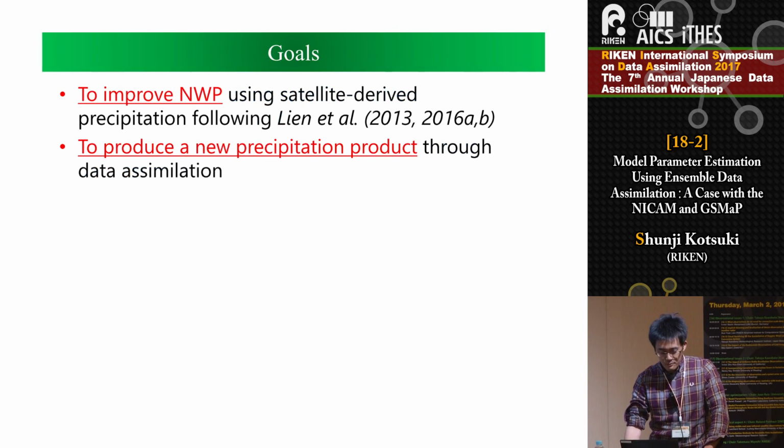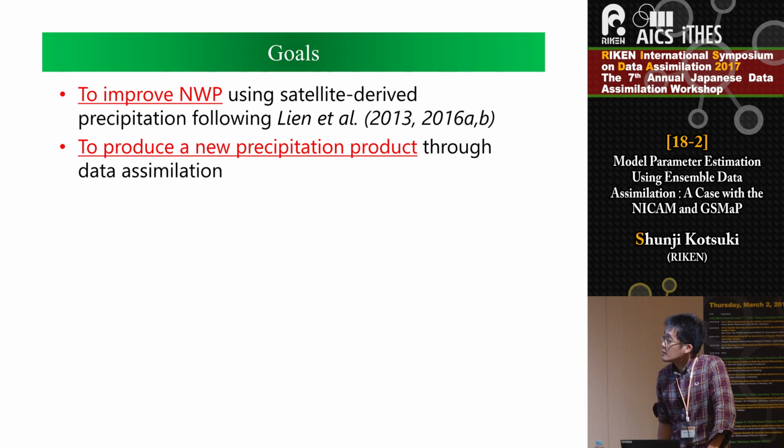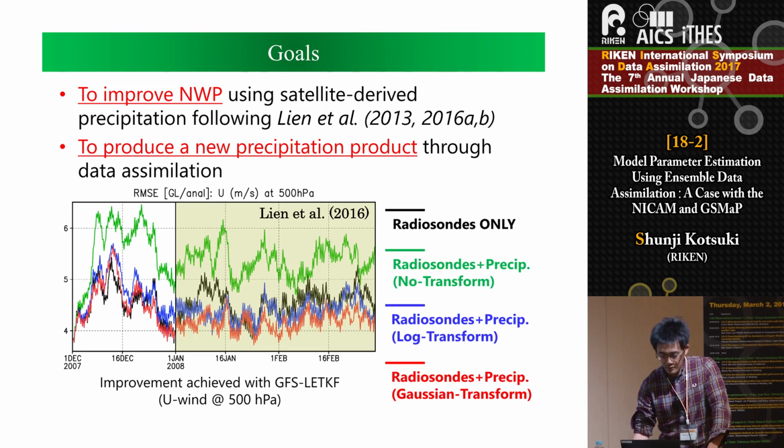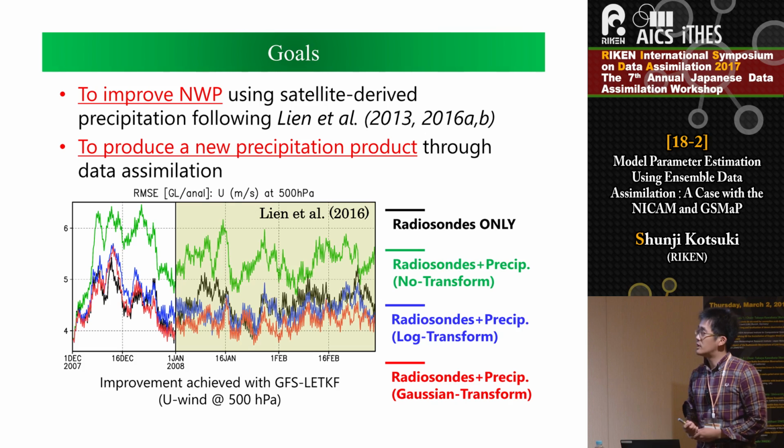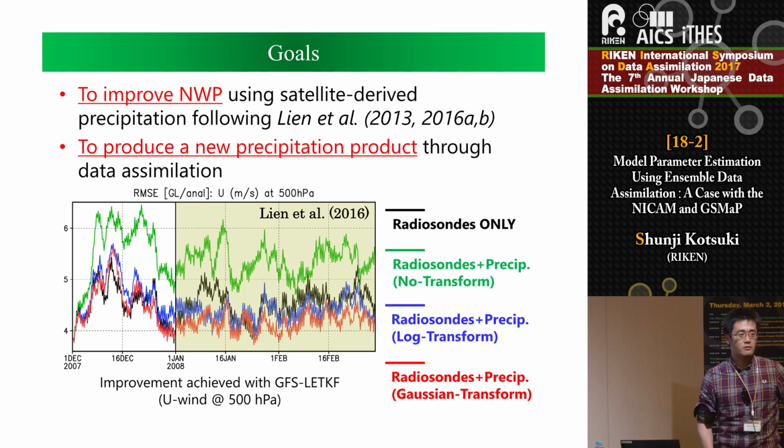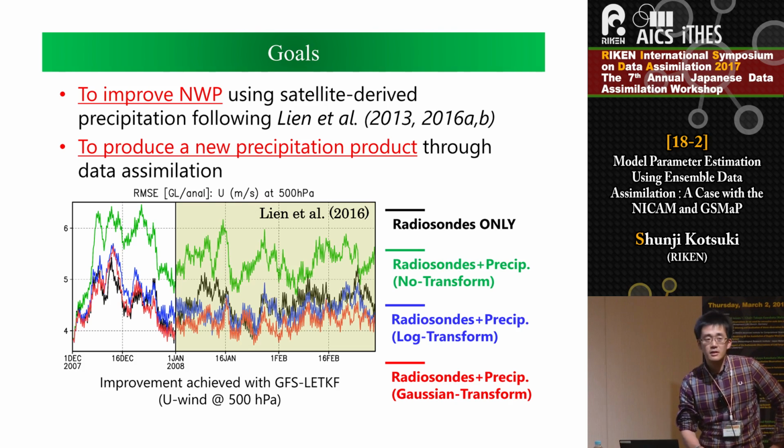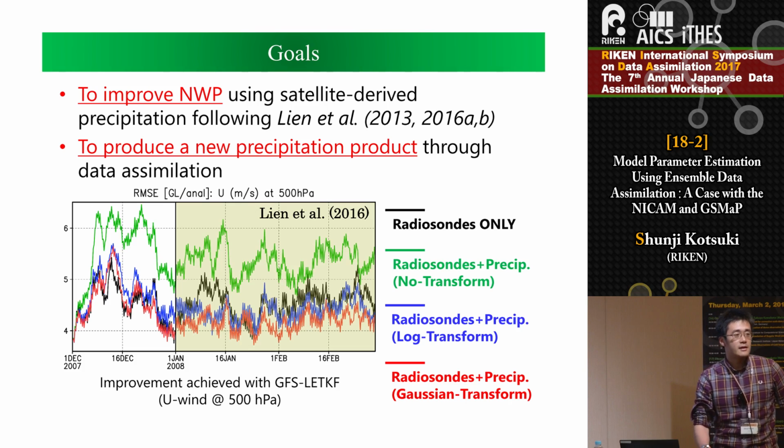Our goal is to improve numerical weather prediction using such satellite-sensed precipitation data. We also would like to produce a new precipitation product through our data assimilation system. There has been a good pioneering study conducted by Lin et al. We know that precipitation is one of the difficult variables to assimilate. One reason is the bias between the observation and the model. The other reason is the non-Gaussianity of its errors.